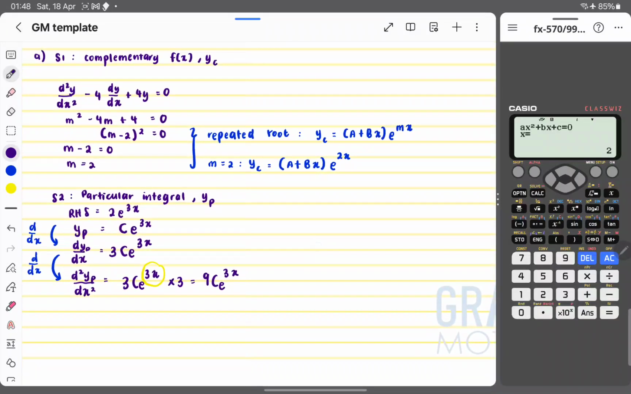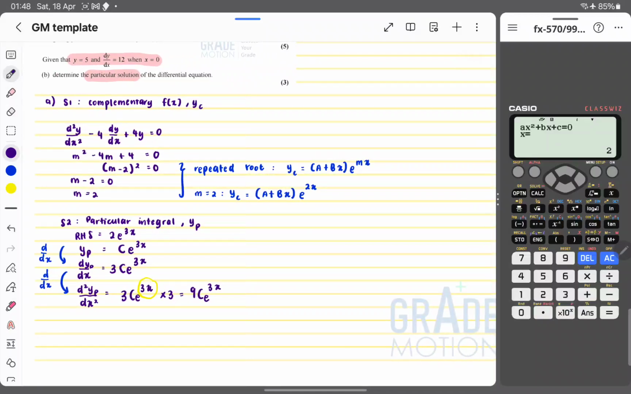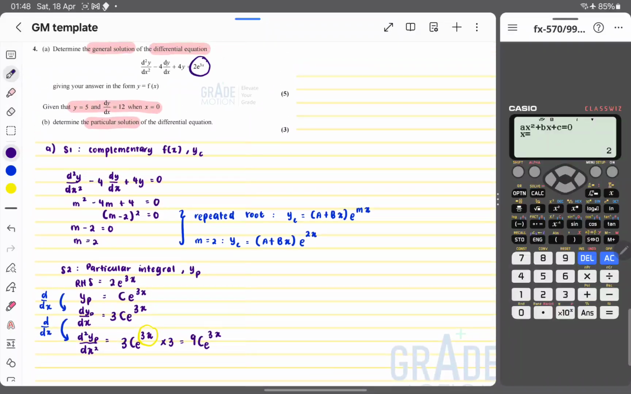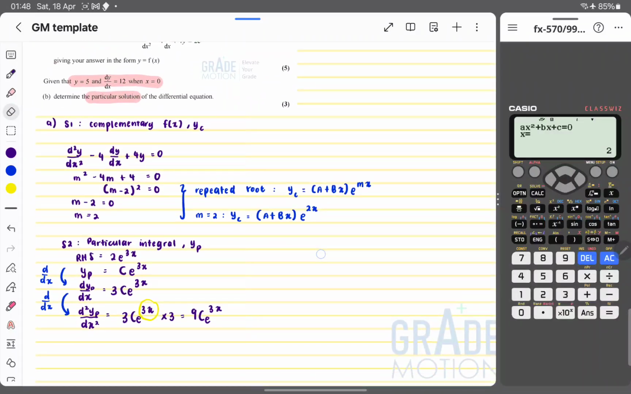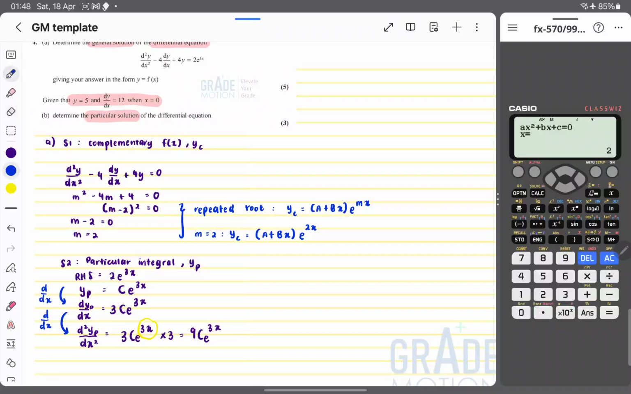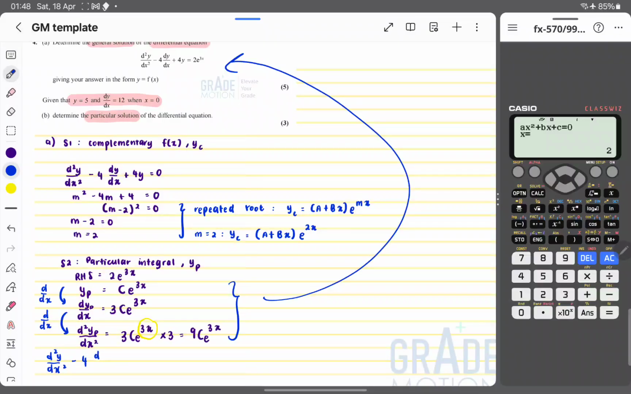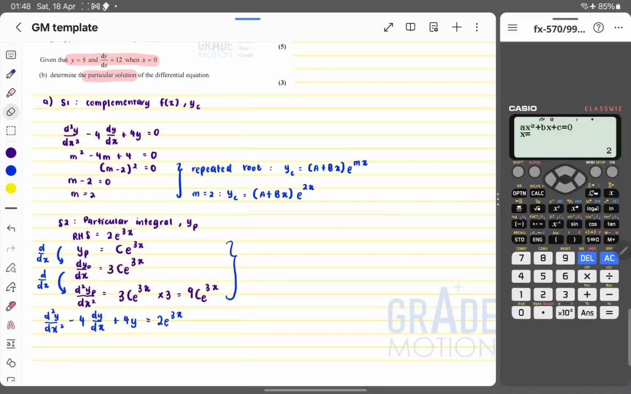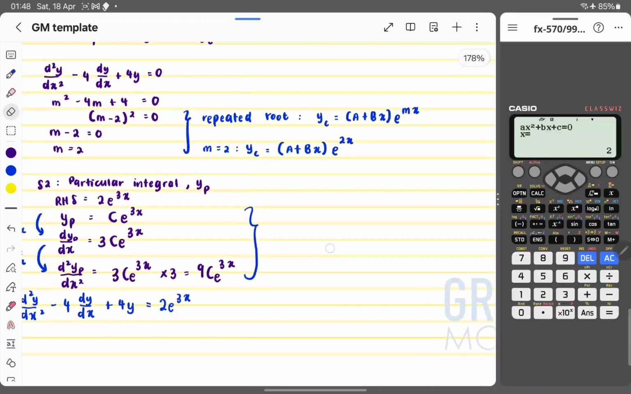So what we will do next is substitute our y, dy/dx and d2y/dx squared into our original equation. So we'll substitute all of this into this. We'll begin with d2y/dx squared, so d2y/dx squared minus 4 dy/dx plus 4y is equal to 2e^3x. Why do we do this? We do this because we want to find the value of constant c.